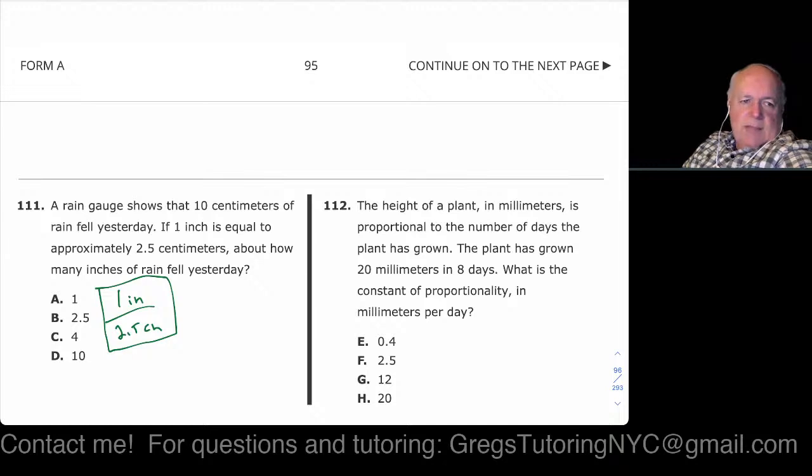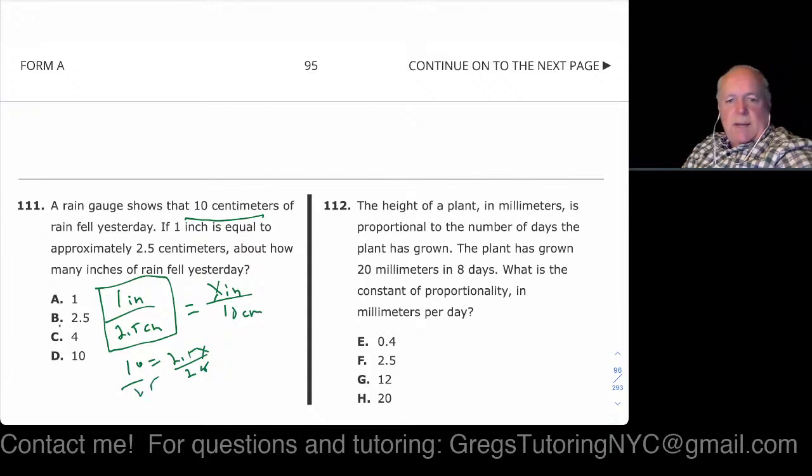Well, 10 centimeters fell yesterday, right? We're going to put the 10 at the bottom because we have inches to centimeters. 10 centimeters is going to be what? X inches, okay? And we can do the cross product if we want. This one just leaps out at me, but let's go through it. We have 1 times 10 is 10, and that's equal to 2.5x. Divide both sides by 2.5, and we end up with C.